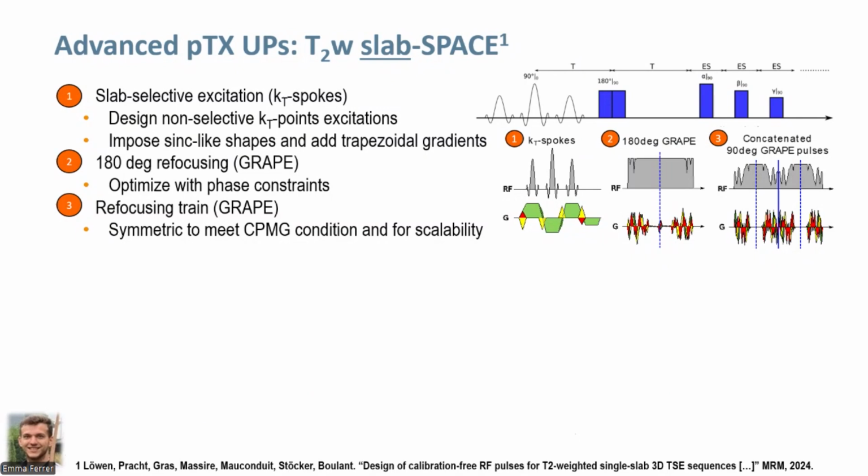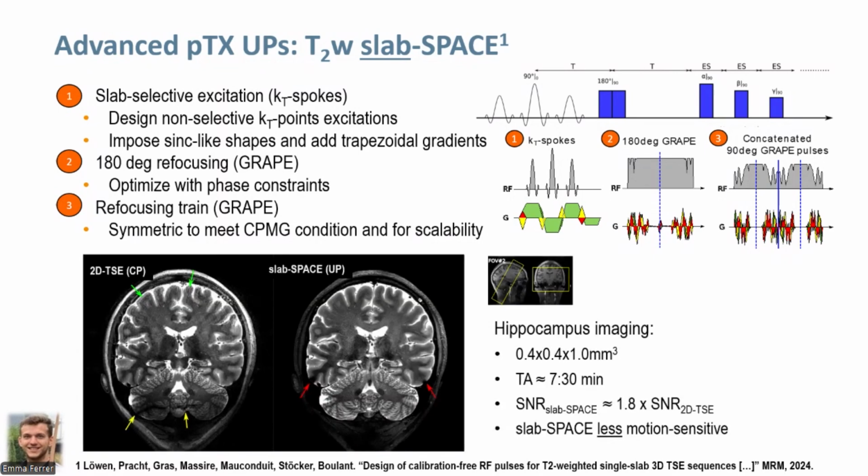And the approach of him is to first design a SLAP selective kT-points excitation pulse. Then, knowing the phase that this introduces, put this phase as a constraint into the design of the following 180 degrees refocusing pulse. And this is really crucial. And then the subsequent refocusing pulses in the pulse train are also GRAPE pulses, and they need to be symmetric, which is important to fulfill the CPMG condition. So you can see it's pretty complex, but it works pretty well, again, using universal pulses.